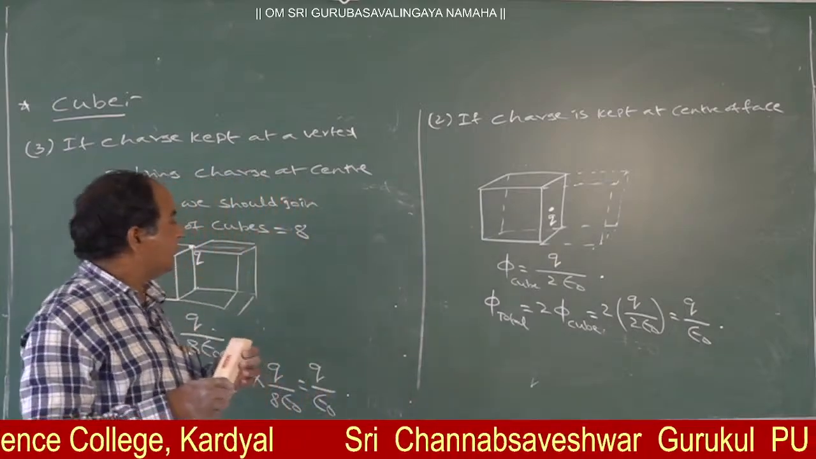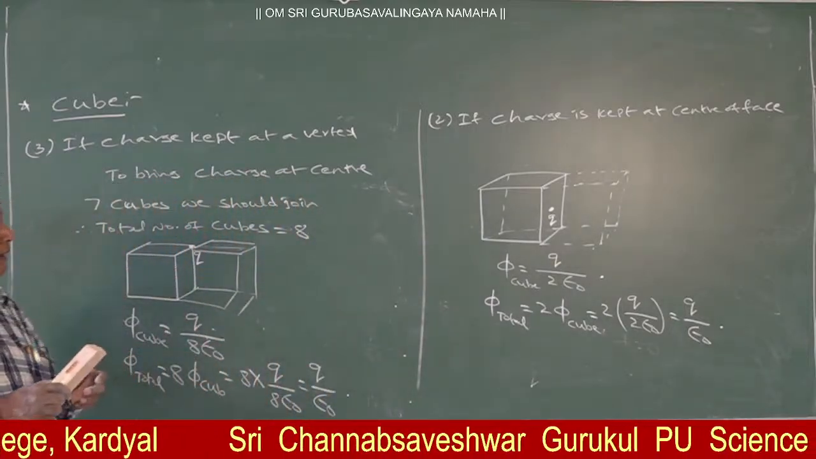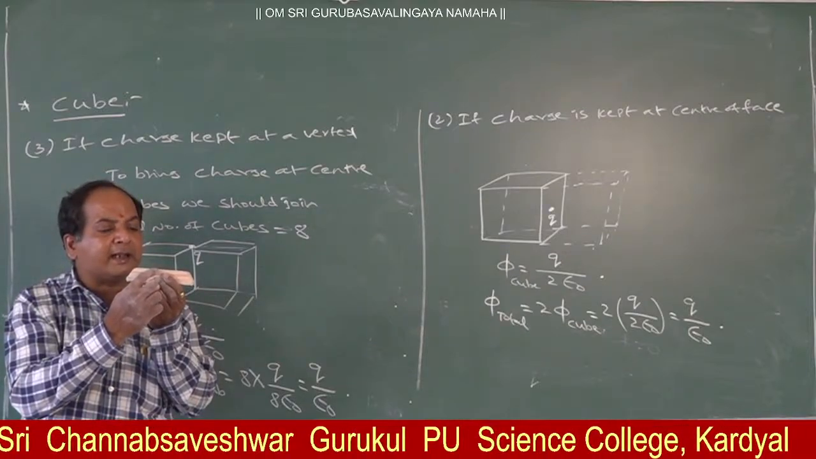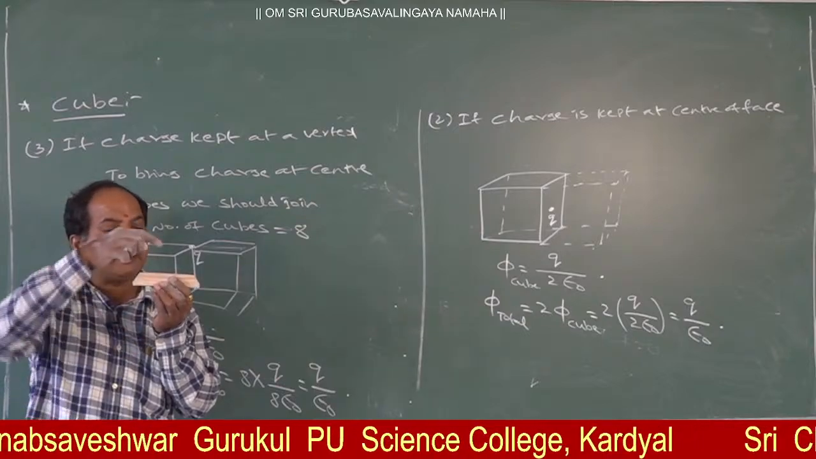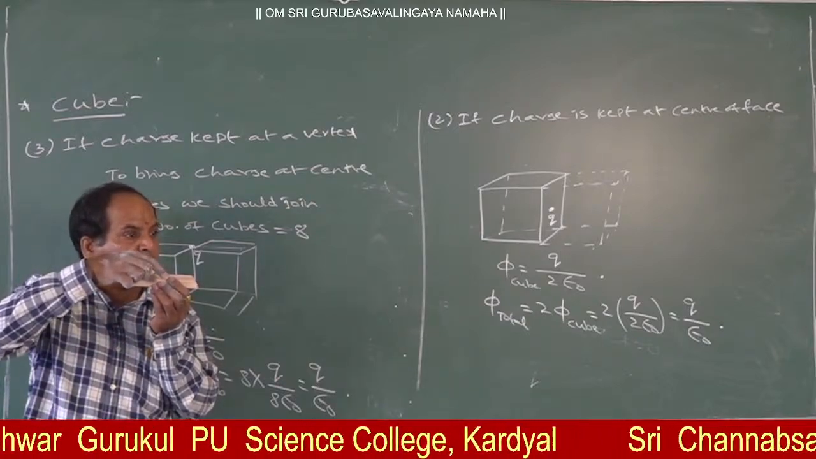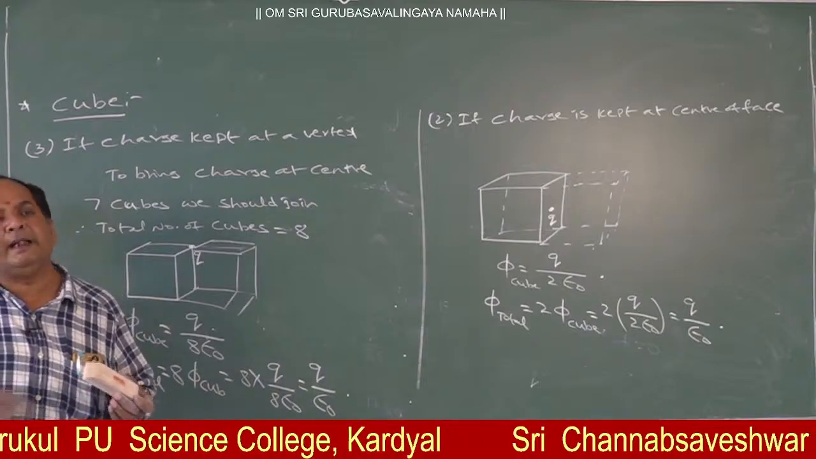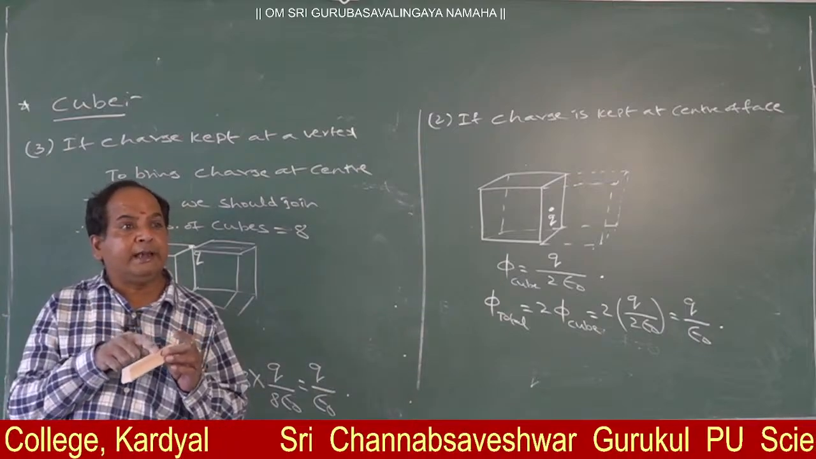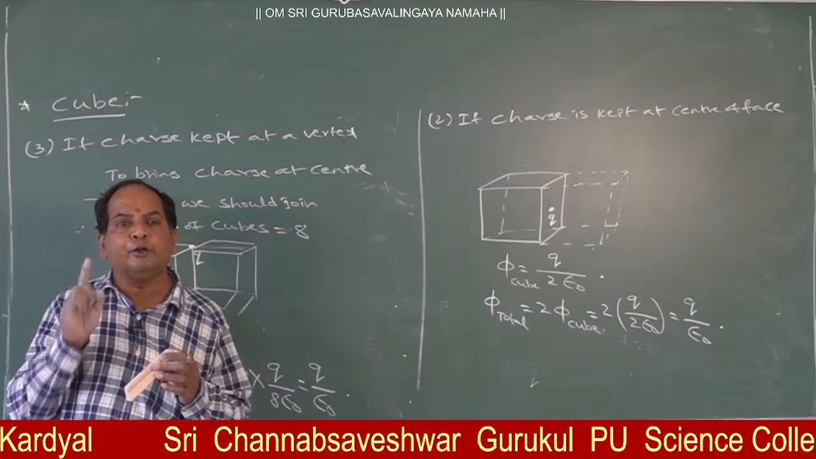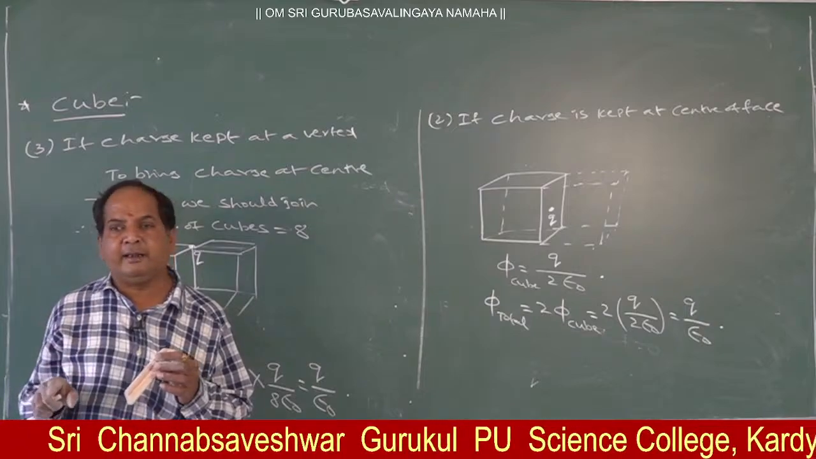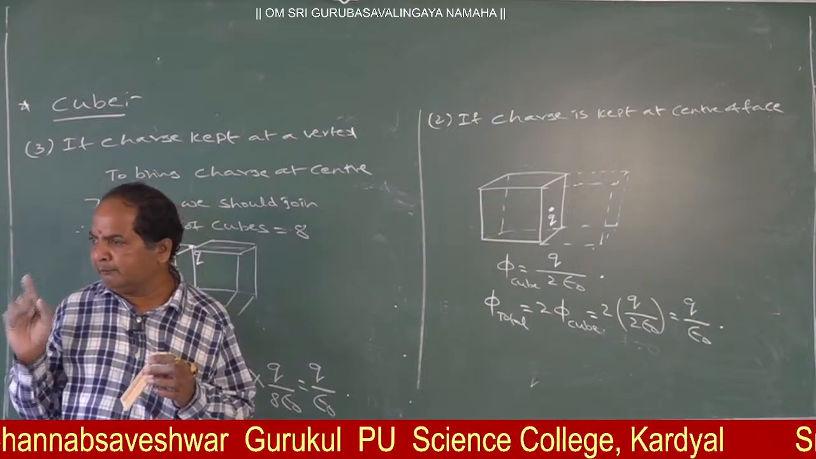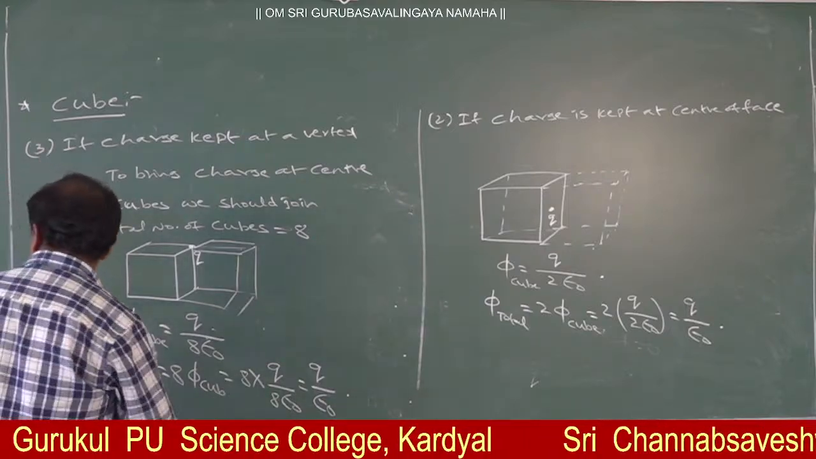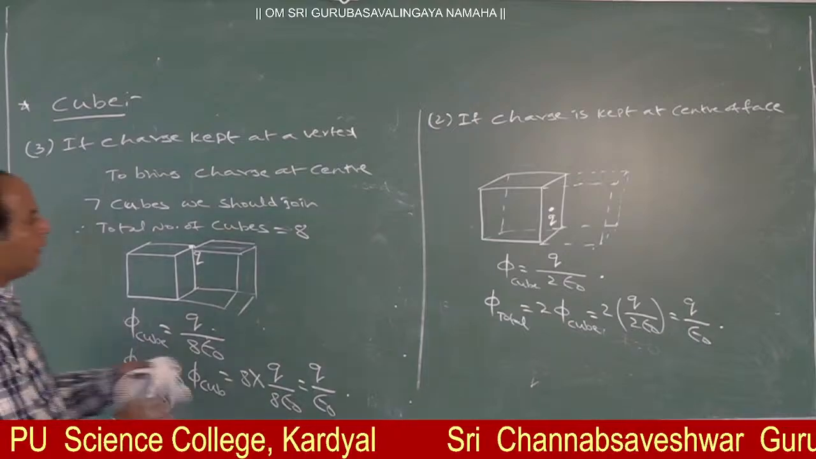Now, if the charge is kept at any one edge, to bring this one into center, here 1 cube required. Similarly, on top also, another 2 required. Total how many additional? 3 cubes we should join. Total number of cubes becomes 4. So the flux due to each cube will become Q by 4 epsilon naught. Like that you should remember. Like that we are able to apply for a cube.